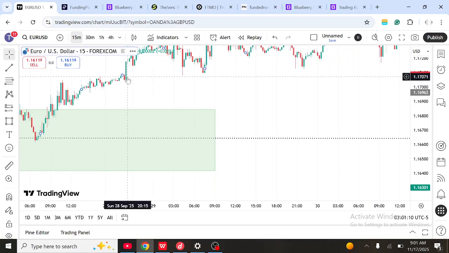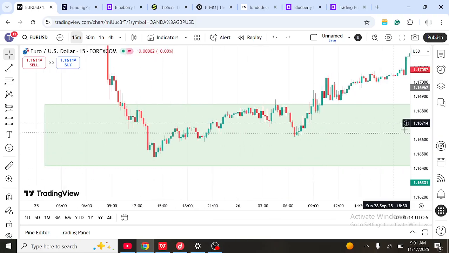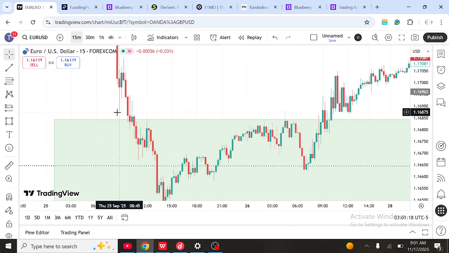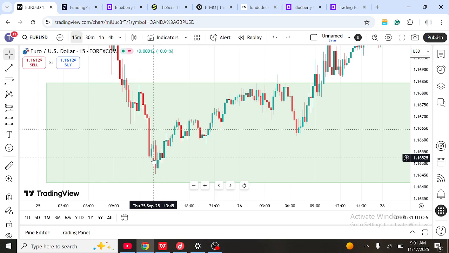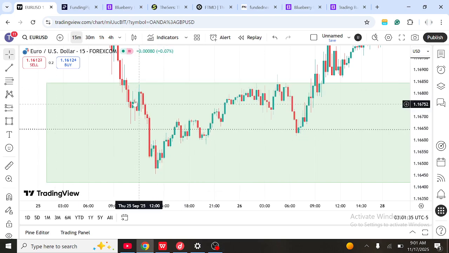So this is a high, this is a low. Price was coming to sweep that on the 4 hours time frame. So this is the pattern on the 15-minute time frame: high, low, low, high, or high, low, and then high, low. So whether you use this or you use this, you still get the same entry.